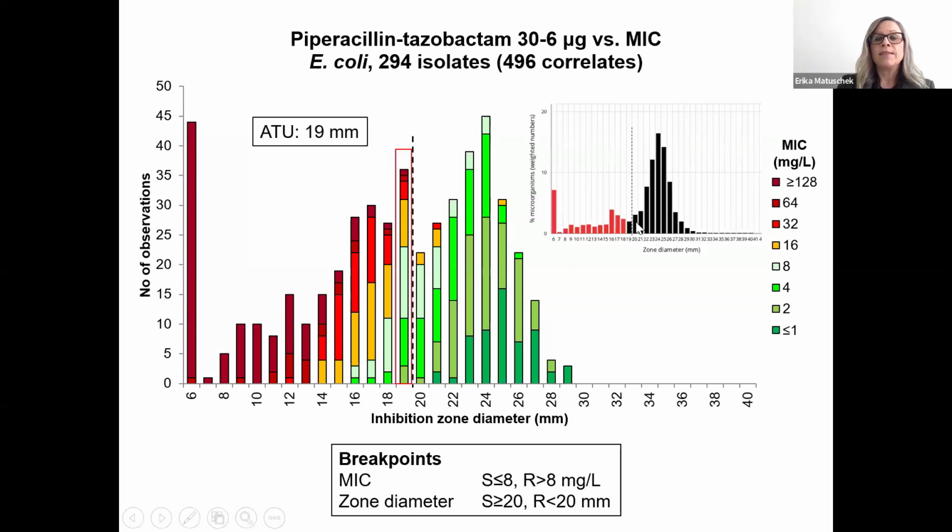This is also another data set where we can see that we normally don't have such high numbers of isolates close to the breakpoint. This is a very challenged collection where we have intentionally added many isolates with MICs close to the breakpoint.